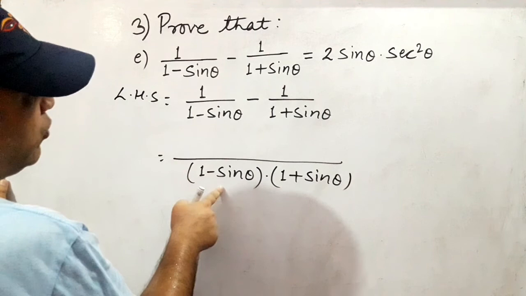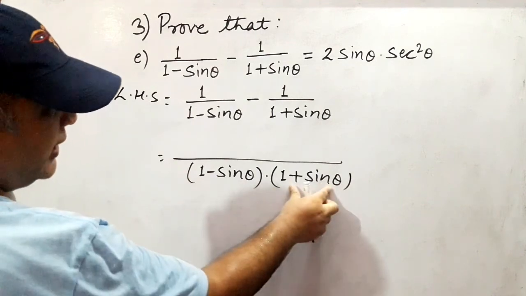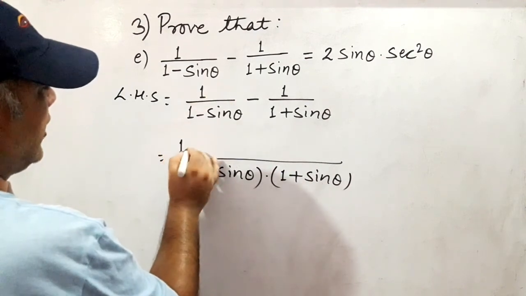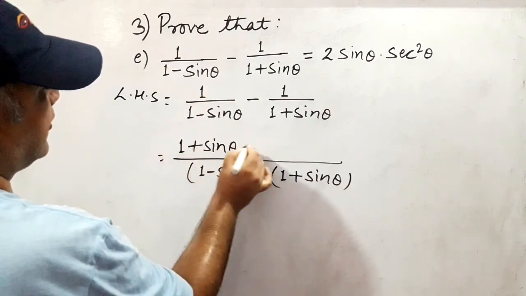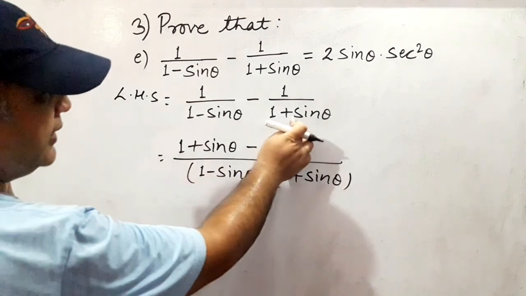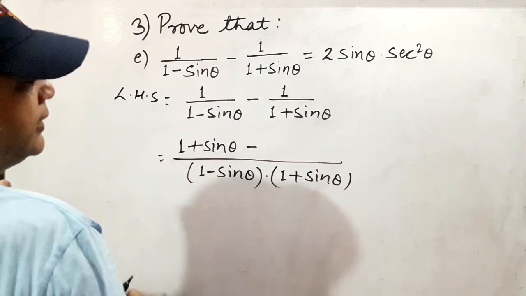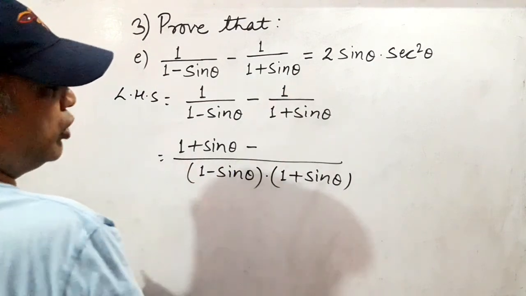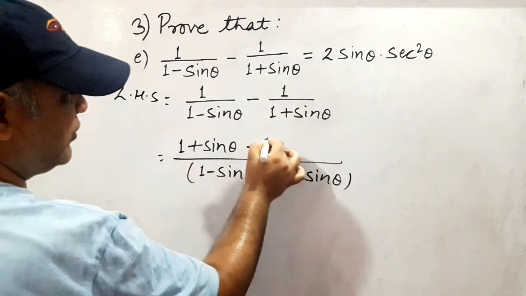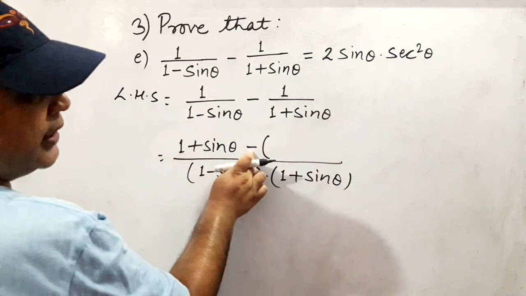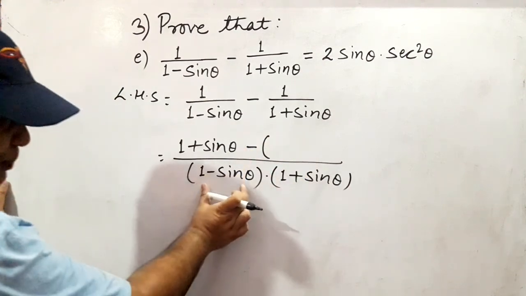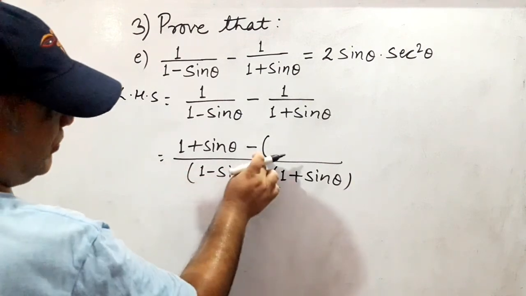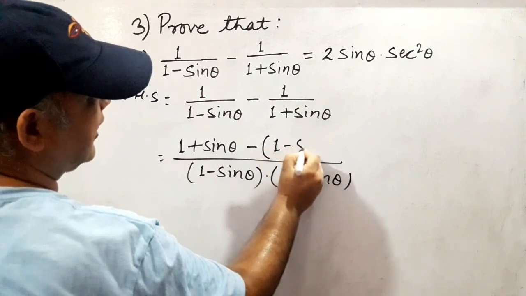1 minus sin theta and 1 minus sin theta get cancelled. The remaining expression is 1 plus sin theta. So (1 plus sin theta) into (1 plus sin theta), minus, 1 plus sin theta and 1 plus sin theta get cancelled. The remaining expression is 1 minus sin theta. So 1 minus sin theta into 1 would be 1 minus sin theta. But we have to take a bracket, since there is a minus and after the minus I am going to write this expression which contains two terms. So I should give a bracket: (1 minus sin theta).